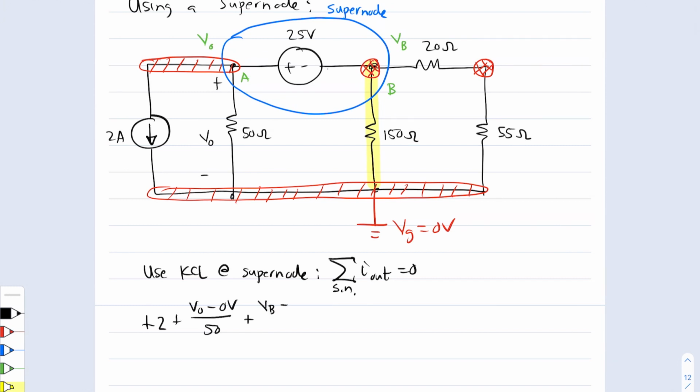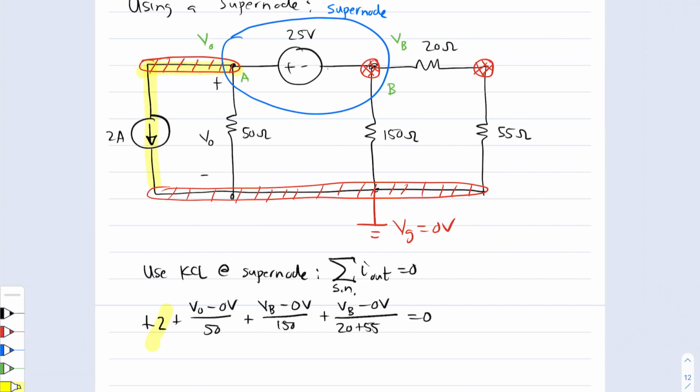And that current flowing down that way is VB minus the ground node over 150 ohms. And then lastly, we have a current flowing out of the supernode that goes like that, and that is VB minus the ground node divided by the series sum of 20 plus 55 ohms, and that must add up to 0. So in terms of all of the currents flowing out of the supernode, notice that we have a total of 4 of these currents.